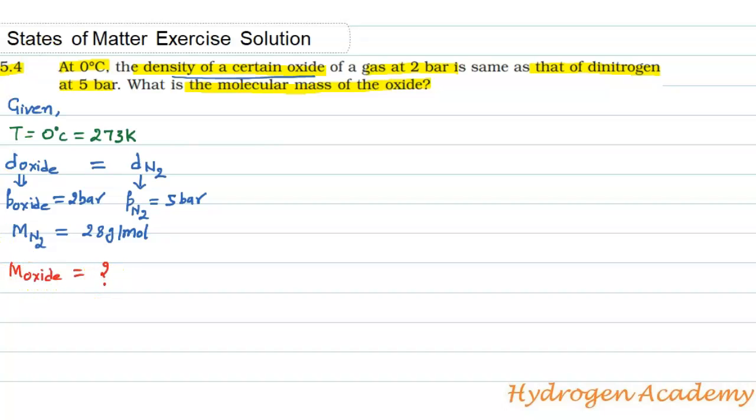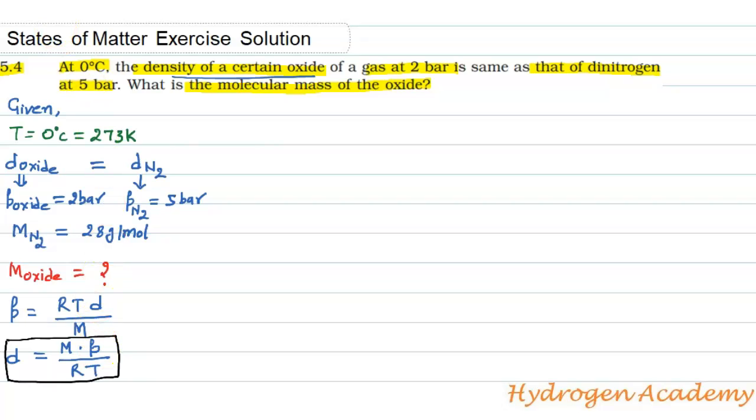As we know, pressure is equal to RTD upon M. When we write this equation in terms of the density, then we get that density D is equal to molecular mass into pressure divided by R T. This is our equation which has the relation of density with molar mass, pressure, universal gas constant and temperature.